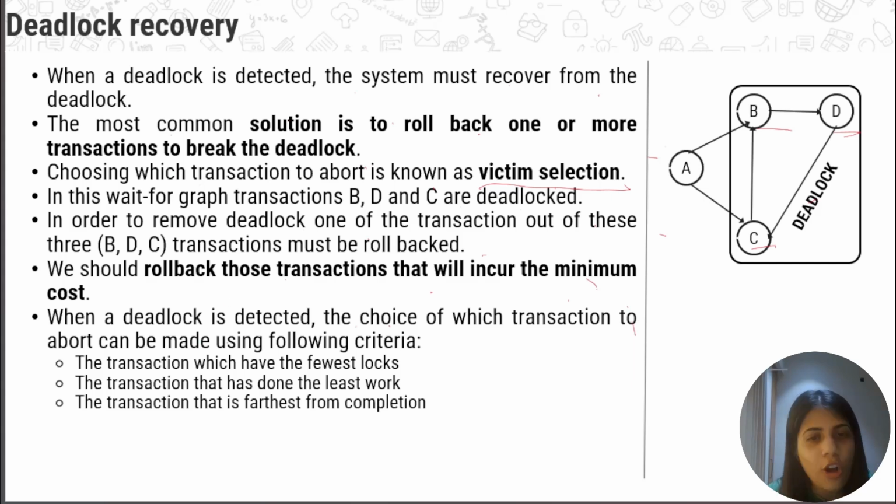When a deadlock is detected, the choice of which transaction to abort can be made using the following criteria: the transaction which has the fewest locks, the transaction that has done the least work, and the transaction that is farthest from completion. On the basis of these three conditions, we can choose the victim to abort or roll back.